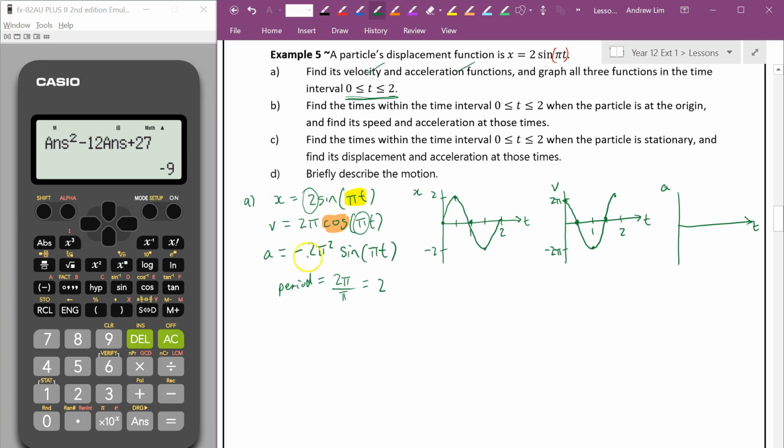This time, the amplitude is minus 2 pi squared, or we can just say 2 pi squared. So I'm just going to say that's 2 pi squared, minus 2 pi squared. And the period, again, is just 2 pi over pi. Okay, 2 pi because the normal period of sine and cosine is 2 pi. So we're dividing 2 pi by the coefficient of t, which is just 2.